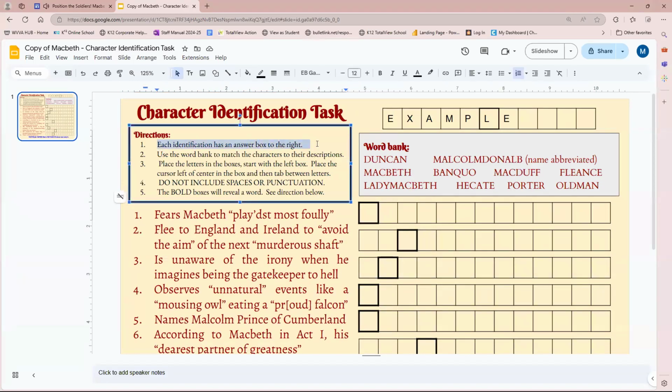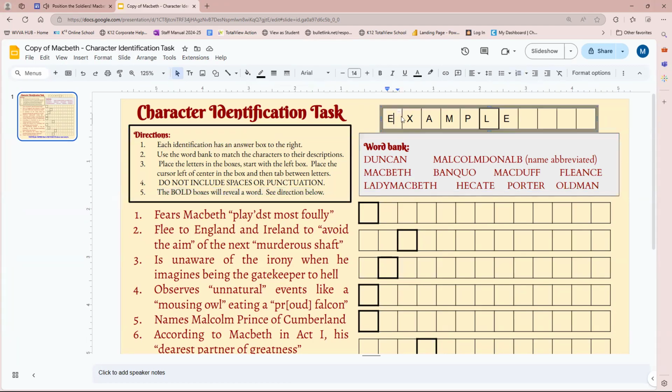Each identification has an answer box to the right. Use the word bank to match the characters to their descriptions. Place the letters in the boxes. Start with the left box. Place the cursor left of center in the box and then tab between letters. Do not include spaces or punctuation. The bold boxes will reveal a word. And it gives you up here an example: you put one letter per box.